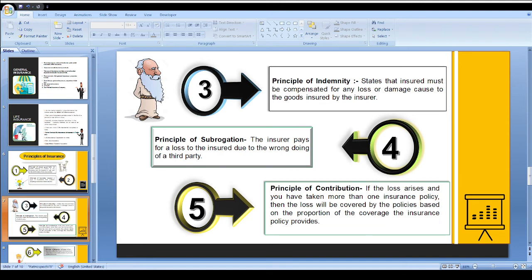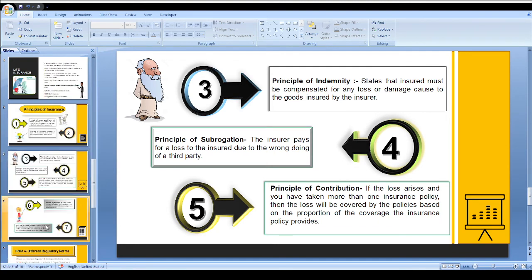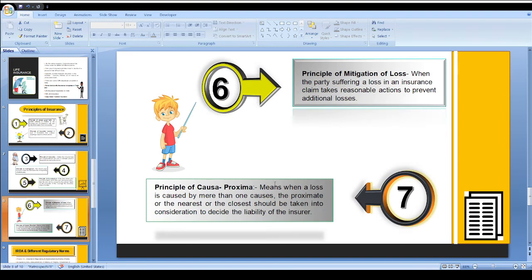Now further we are talking about another principle of insurance, that is the principle of mitigation of losses.